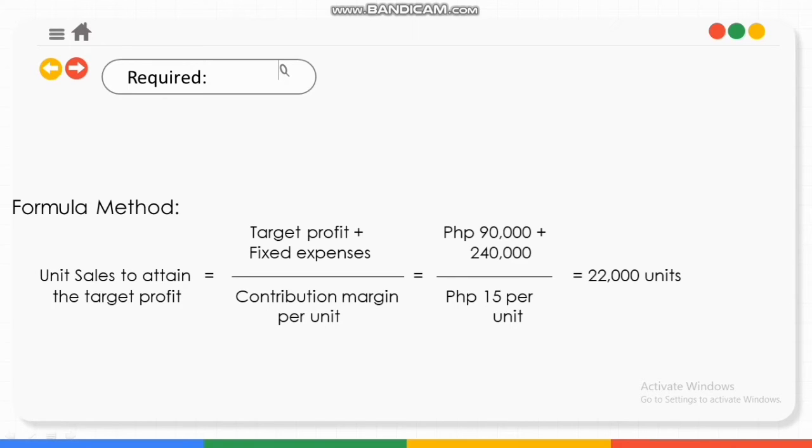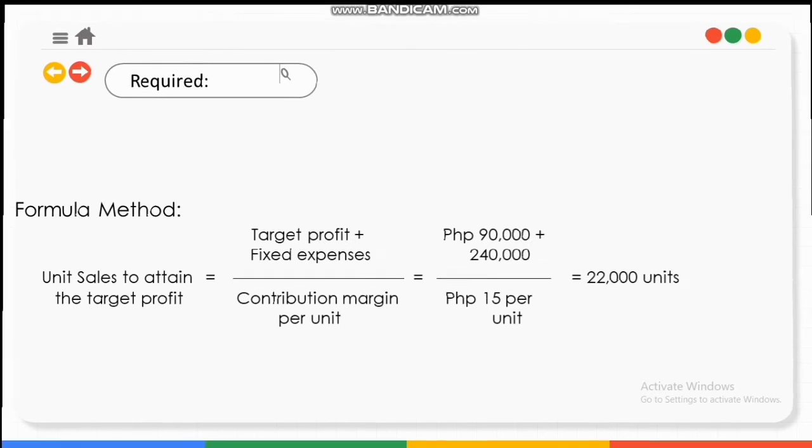Tapos, ito yung formula method. Unit sales to attain the target profit is equals to target profit plus fixed expenses over contribution margin per unit. So, yung target profit ay 90,000 plus yung fixed expenses ay 240,000 over yung 15 pesos per unit is equals to 22,000 units. So, parehas yung naging sagot sa equation method, 22,000 units.